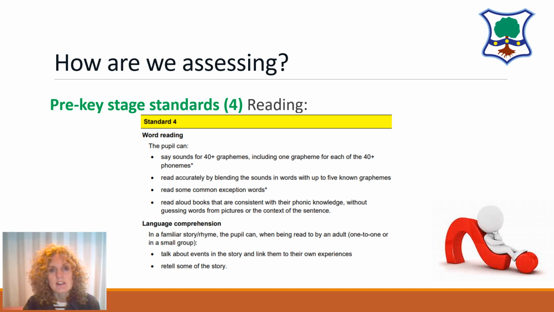Pre-key stage standard 4 for reading. Please note that this is divided into word reading and language comprehension. And although the language comprehension only has 2 bullet points, it is quite a weighty area.